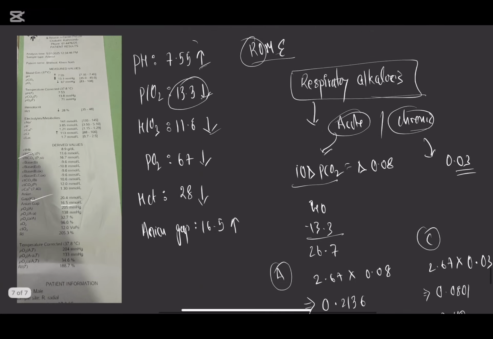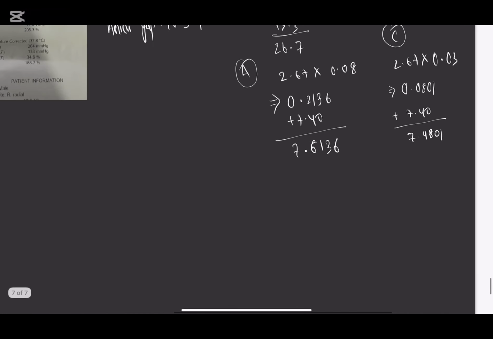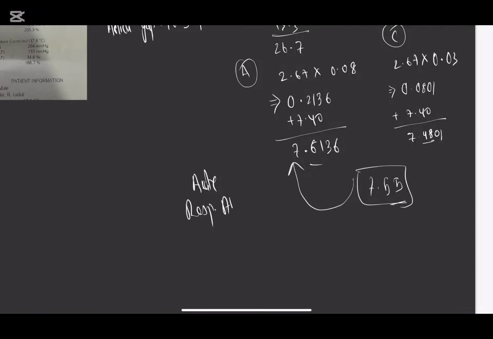We have got the pH of 7.55. So 7.48 or 7.61, this one is closer. So we have acute respiratory alkalosis.